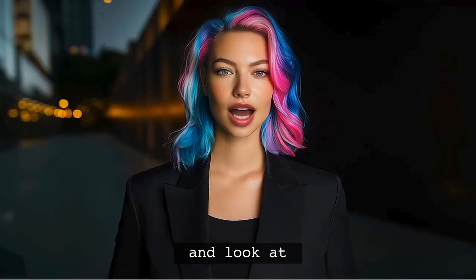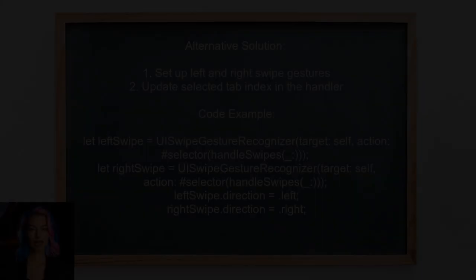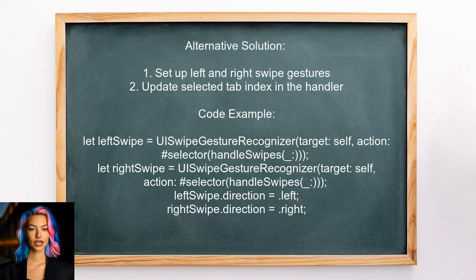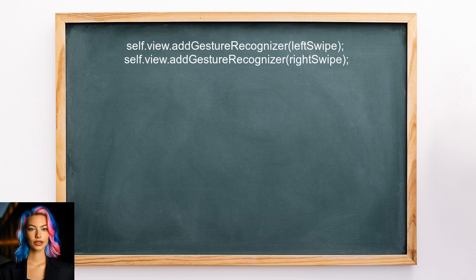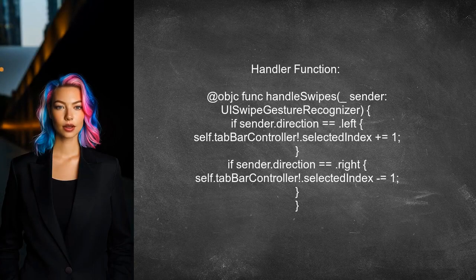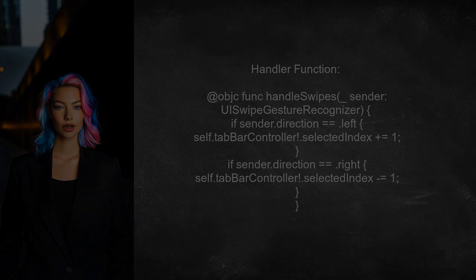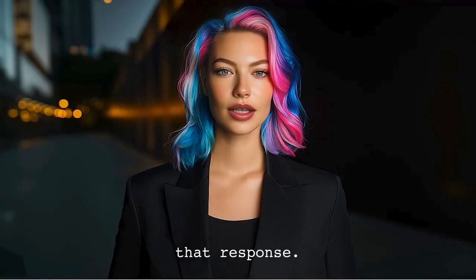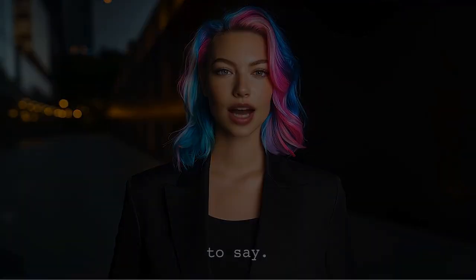Let's move forward and look at another answer. An alternative solution suggests using swipe gestures to navigate between tabs in a tab bar controller. The user sets up both left and right swipe gestures in the ViewDidLoad method. When a swipe is detected, the handler updates the selected tab index accordingly. In the handler function, if a left swipe is detected, the selected index increases, moving to the next tab. Conversely, a right swipe decreases the index, moving back to the previous tab. That's all for that response. Let's see what someone else had to say.